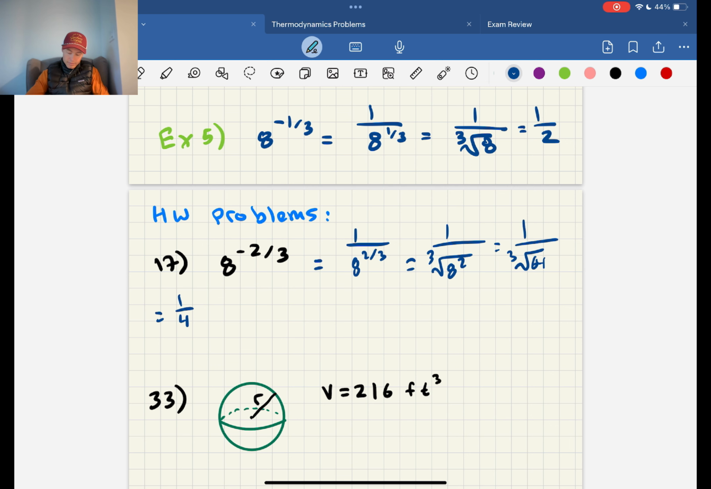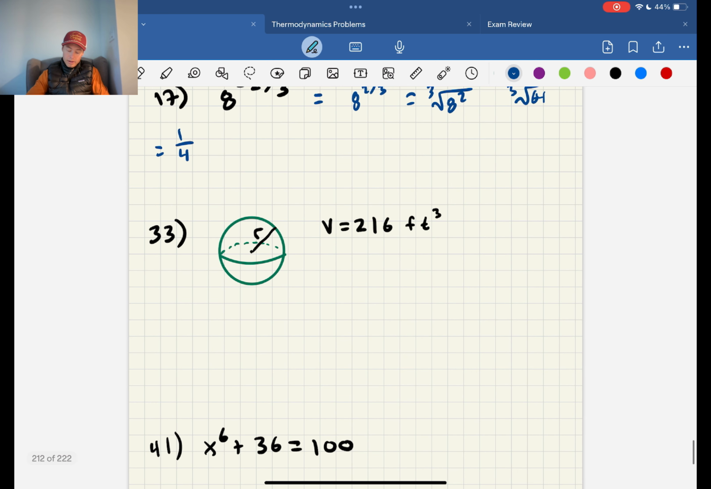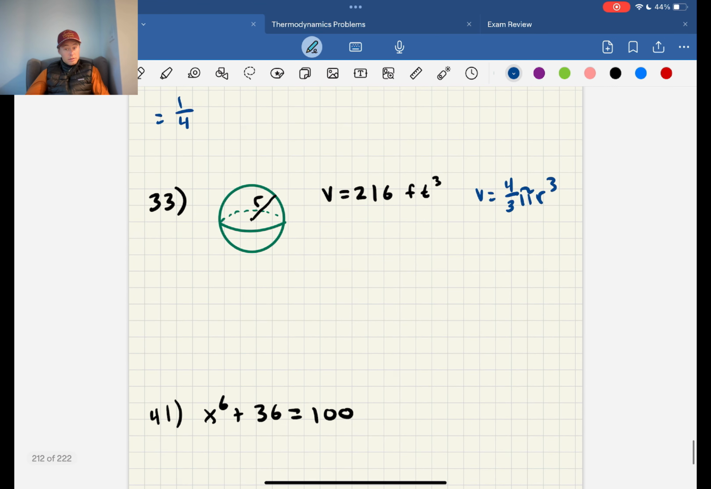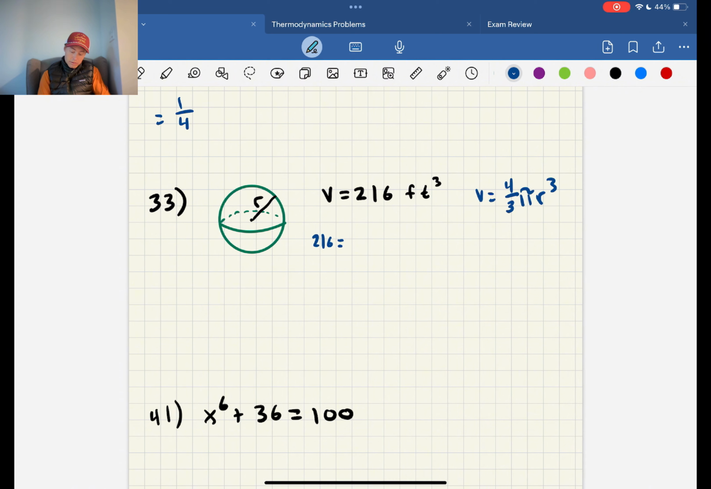Okay. Awesome. Looking at number 33, we've got some sphere with an unknown radius, which is what we're looking for. And the volume of the sphere is 216 feet cubed. We know that the volume of a sphere is given by 4/3 pi r cubed. That's just a formula you have to know, unless they give it to you, of course. And all we do to solve for the radius is just set the volume that we're given, 216, equal to 4/3 pi r cubed. And we'll just start solving for r, right?